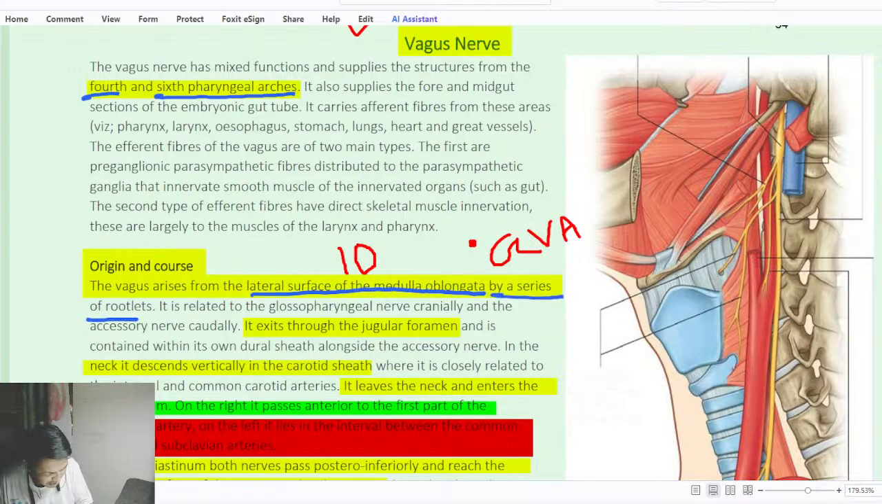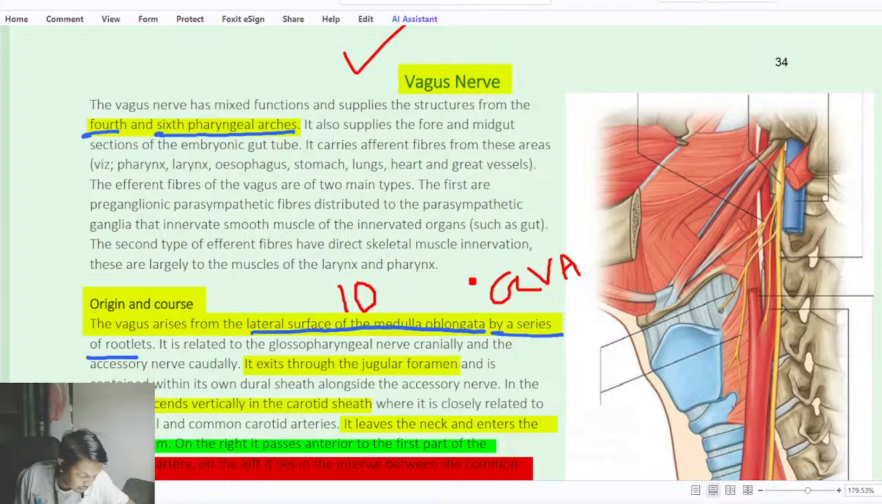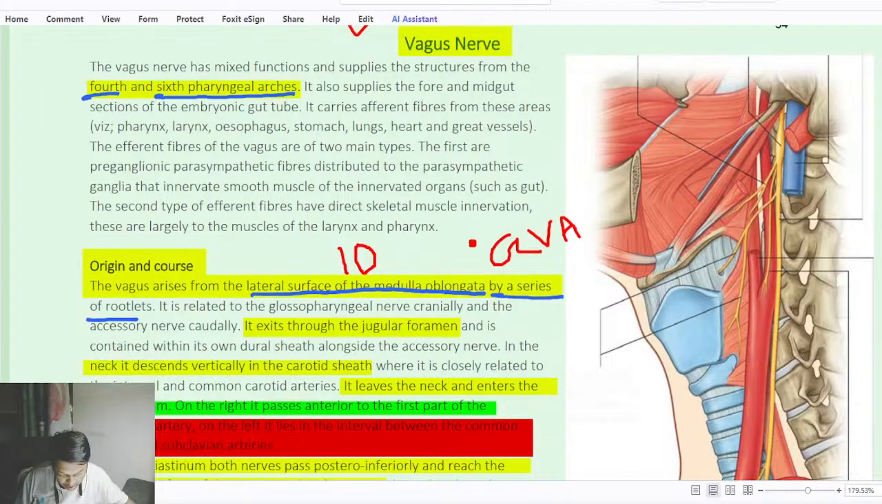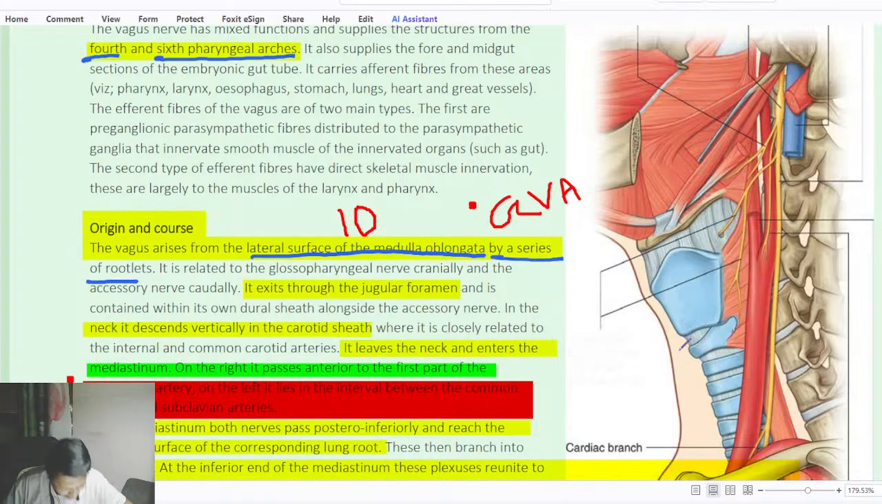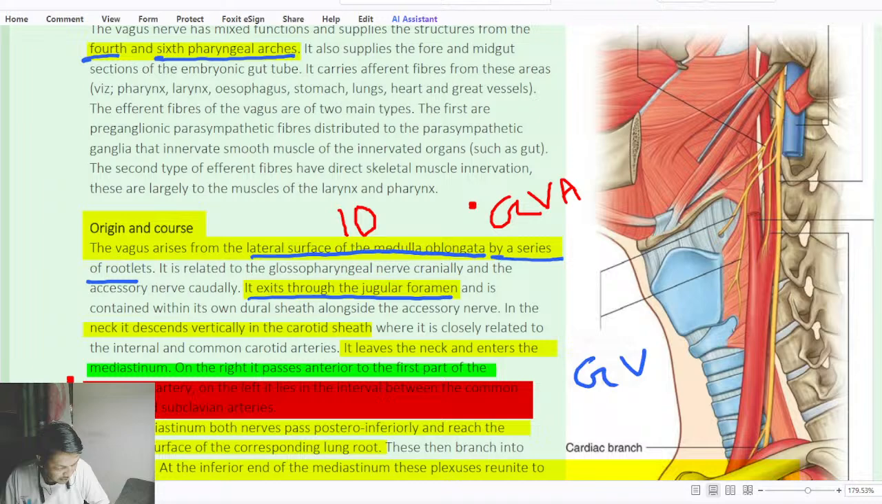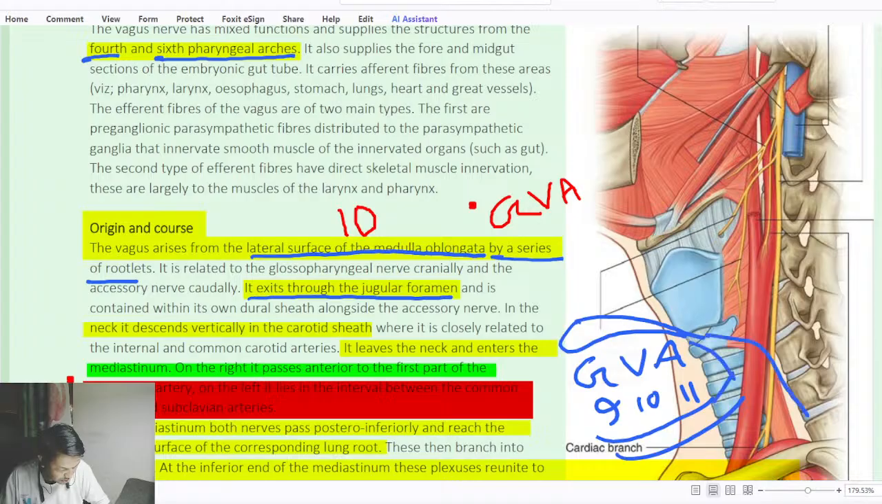Vagus is very important. I consider it one of the important nerves of our body. All are important, but vagus is the essential one. And vagus exits through the jugular foramen. Remember GVA: 9, 10, 11, in between the inferior petrosal sinus and sigmoid sinus, and they form the internal jugular vein.